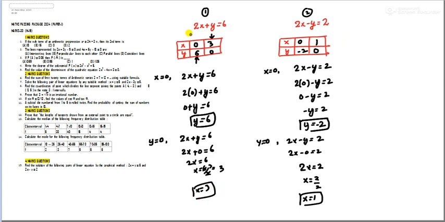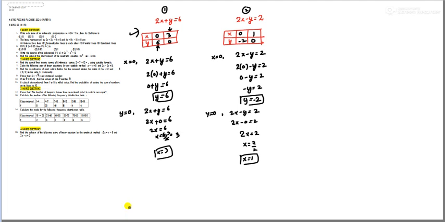Here it is. In the first table, when x is 0, y is 6. When y is 0, x is 3. In the second, when x is 0, y is minus 2. And when y is 0, x is 1. Have you got it, guys? If you write this much, you are going to get 1.5 marks.